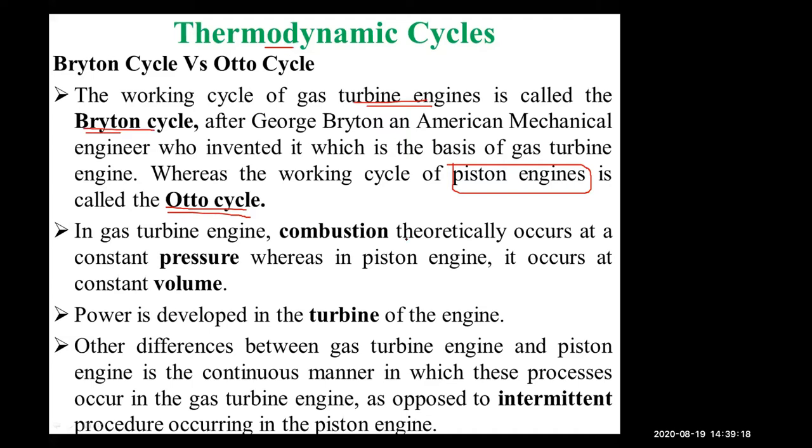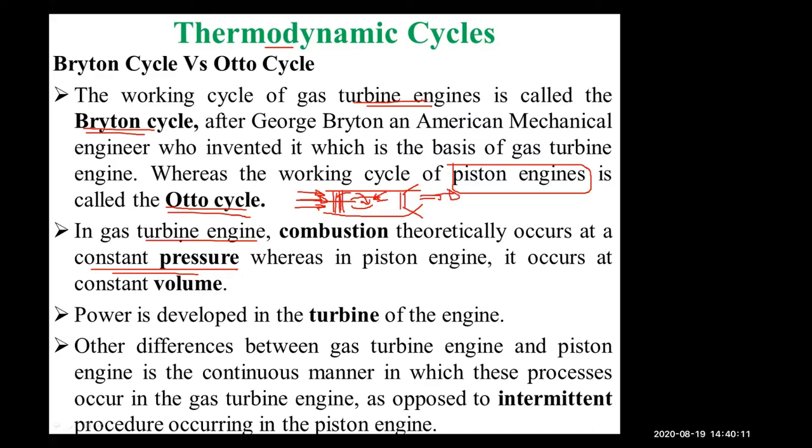So in a gas turbine, the combustion theoretically occurs at constant pressure normally. The gas turbine engine, as we have seen, looks like this: here is the compressor, combustion chamber, turbine, and exhaust. The air intake is delivered by the compressor to the combustion chamber. At high pressure, this air is compressed by the compressor and delivered to the combustion chamber, where it is mixed with the fuel, and then goes to the turbine. The turbine expands it, and finally it is exhausted.